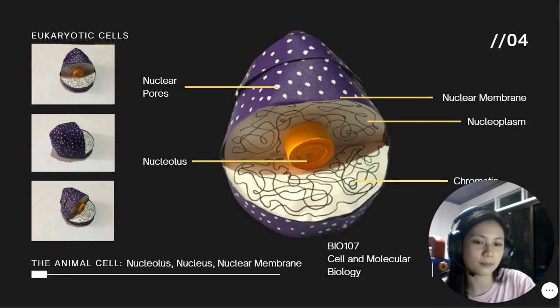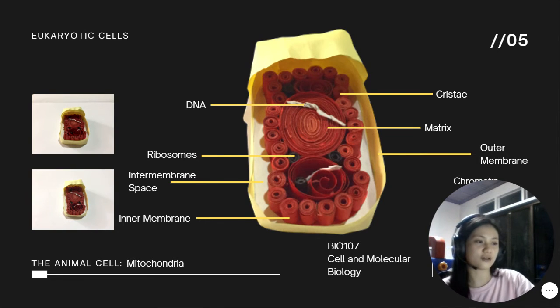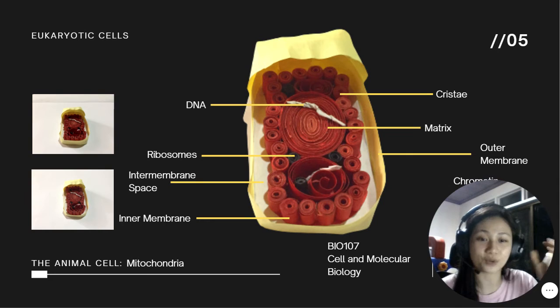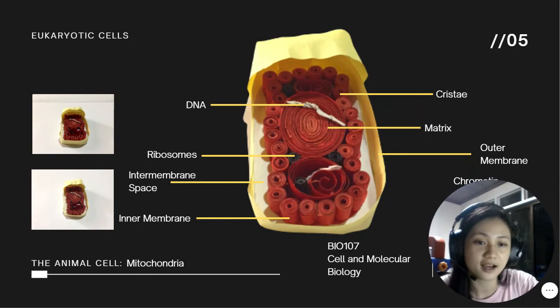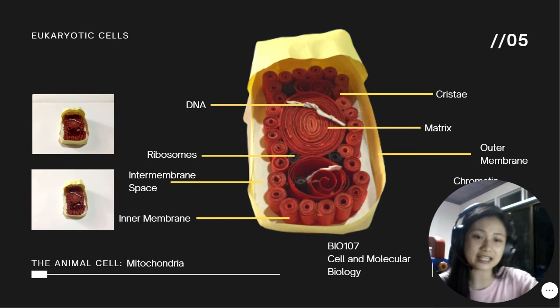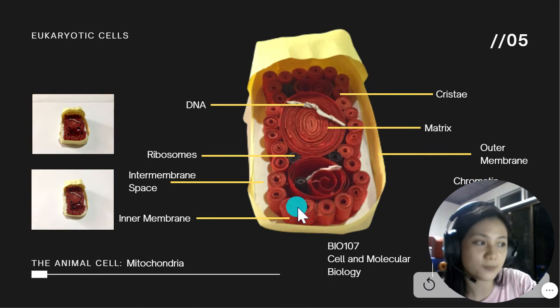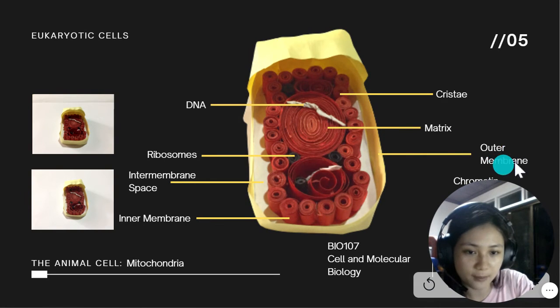Now, next up, let us proceed to the mitochondria, the powerhouse of the cell. We all know this. If we question other students, they all think of mitochondria as the powerhouse of the cell because it is true. It is a rod shape. As you can see, it is oval shape. Mitochondria have two special membranes. Here, the outer membrane.